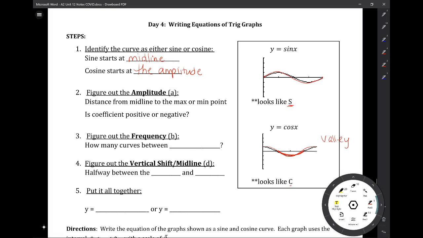Once we determine if it's sine or cosine, the next probably easiest thing to figure out is what is the amplitude. So the first thing we find is what type of function, and then what is the amplitude? Remember, the amplitude is the distance from the midline to the maximum or the minimum point, but it is always going to be a positive value. However, sometimes it is reflected. So is the coefficient going to be positive or negative? So look for reflection.